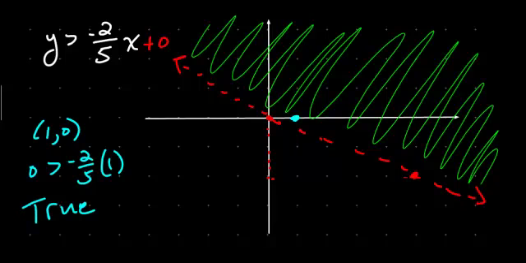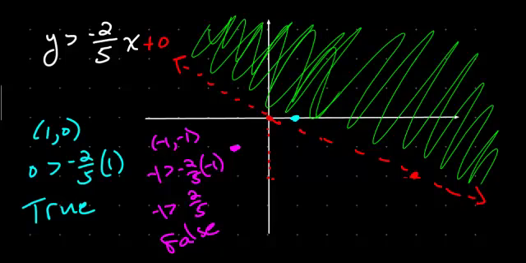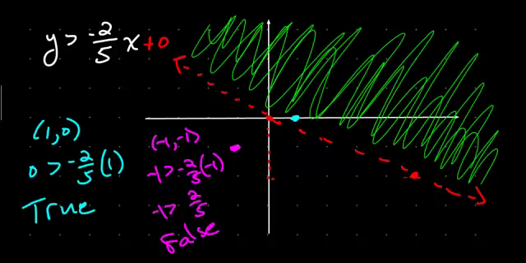Notice if you had picked any point, let's say negative 1, let me do that in a different color. (-1, -1). This should give me an inequality that's false. Negative 1 is bigger than negative 2/5 times negative 1. That gives me that negative 1 is bigger than 2/5. And we know that that is false. And so that tells me that I've shaded the correct region here. Okay? Now, we've got the answer.